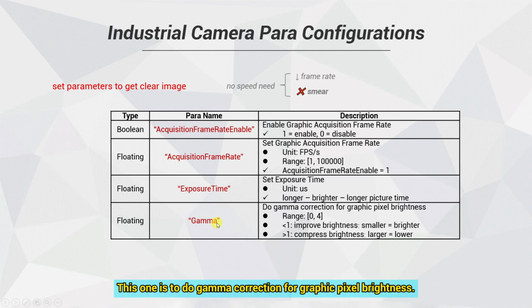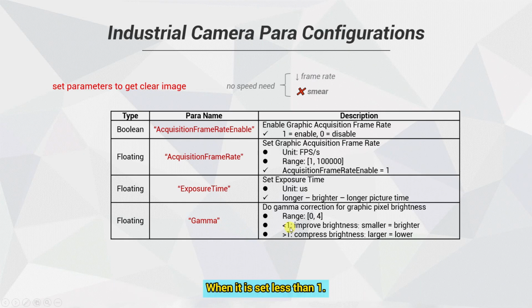This one is to do gamma correction for graphic pixel brightness. When it is set less than 1, brightness will be higher, and the smaller the value, the higher it will be. But if it is more than 1, it compresses the brightness. The larger the value, the stronger the compression.